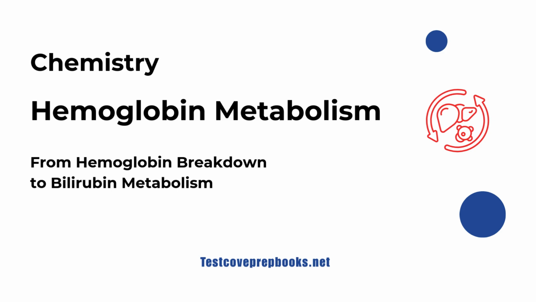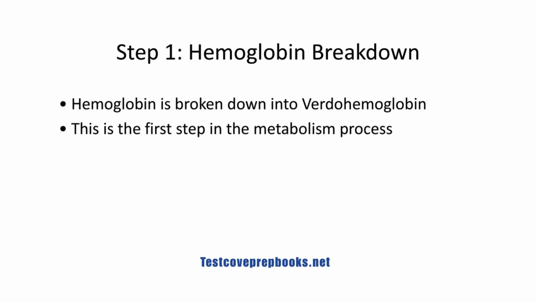Let's discuss hemoglobin derivatives. Hemoglobin breakdown products include porphyrins, bilirubin, and urobilinogen. Step 1. Hemoglobin breakdown. Hemoglobin from red blood cells is broken down into a substance called verdohemoglobin. This marks the very beginning of the metabolic pathway.